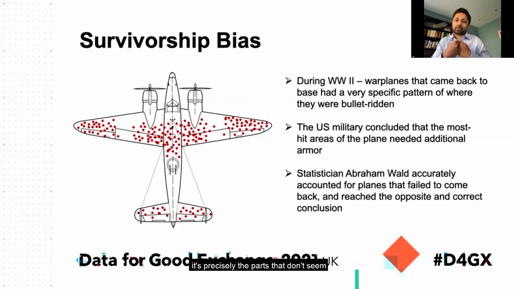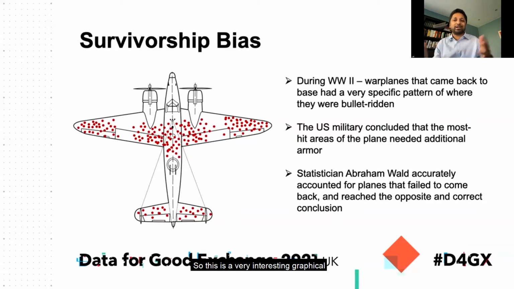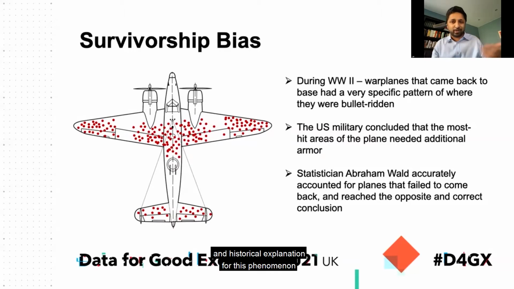It's precisely the parts that don't seem to have any bullet holes that need reinforcement, because those are parts that if the plane were to be shot, it collapses, it doesn't come back. So this is a very interesting graphical and historical explanation for this phenomenon called survivorship bias, which is any process that generates these winners and losers to the point where the losers exit the ecosystem creates a certain bias in how data eventually manifests itself in any survey or analysis.